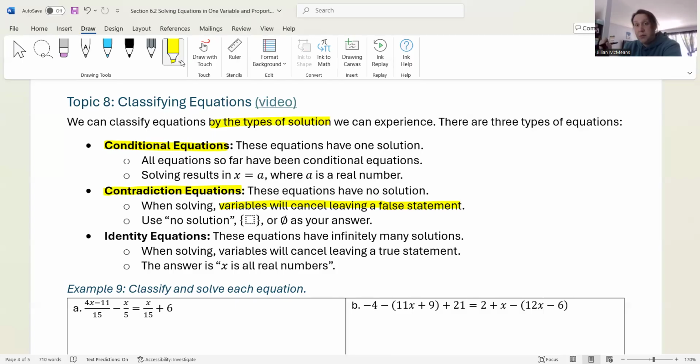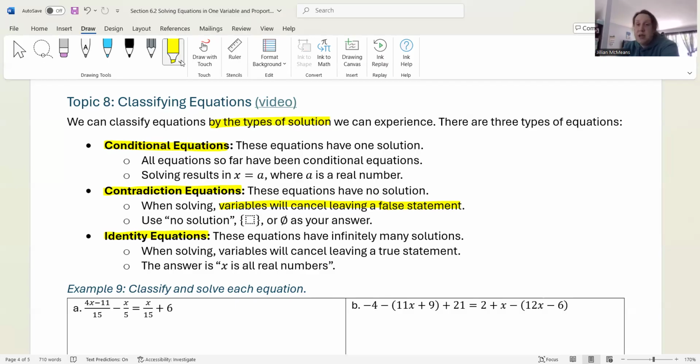You can do squiggly brackets, but leave them empty. Or you can do this symbol. It's like a zero with a diagonal slash through it. That's a mathematical symbol that means no solution. Okay? And then finally, we have identity equations. I'll generally just call it an identity.